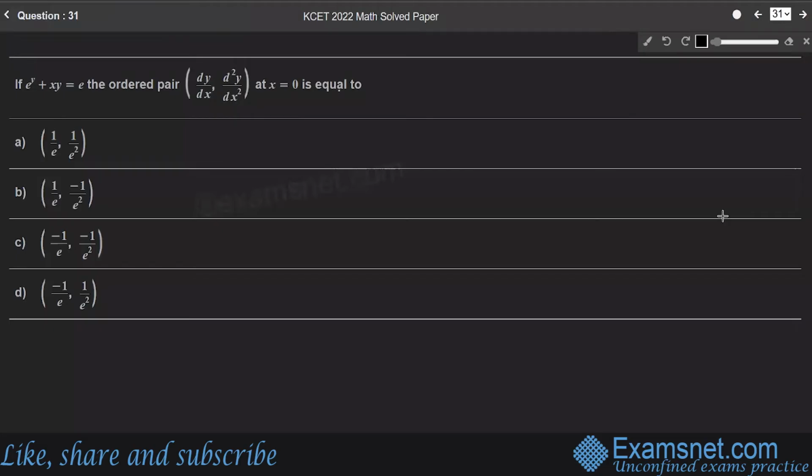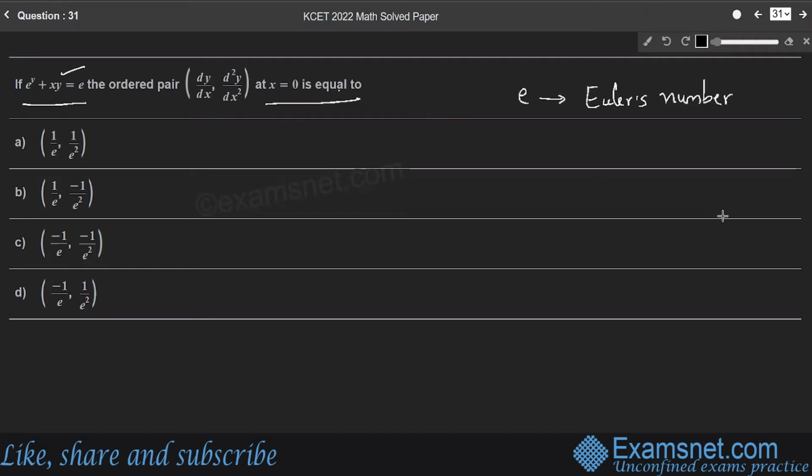Question 31. If e raised to y plus xy is equal to e, the ordered pair dy by dx and d square y by dx square at x is equal to 0 is equal to. Here the given expression is e raised to y plus xy is equal to e, where e is called Euler's number.